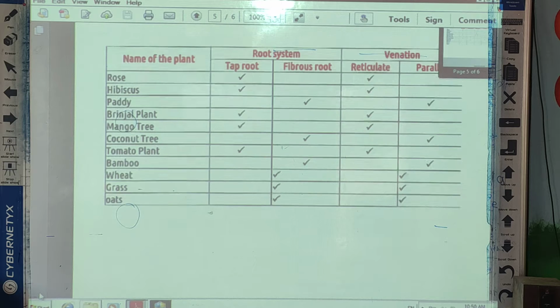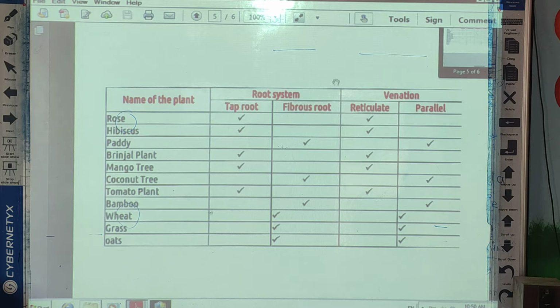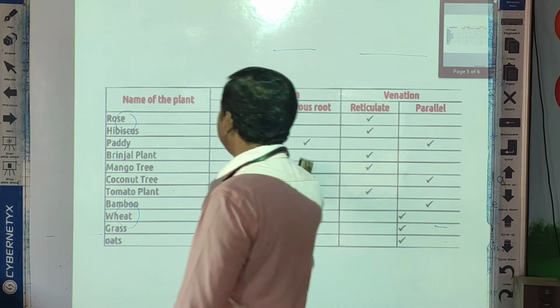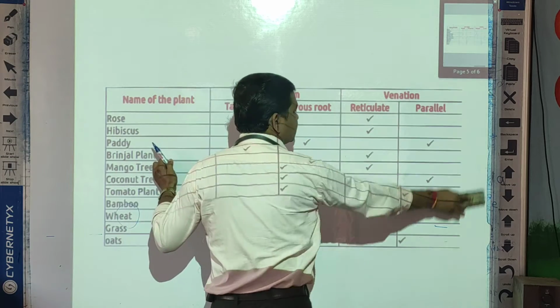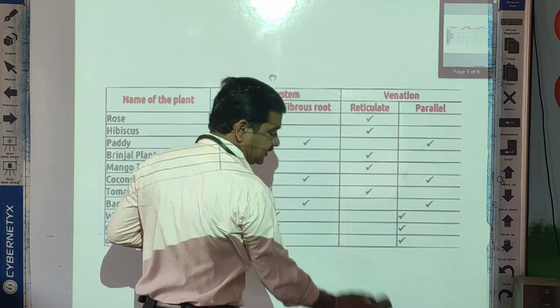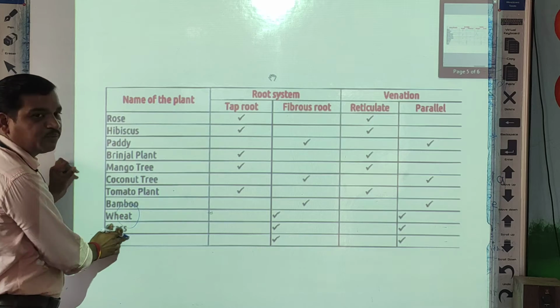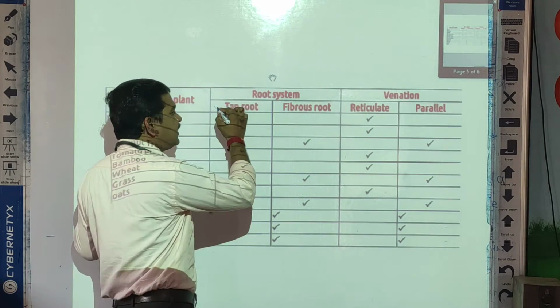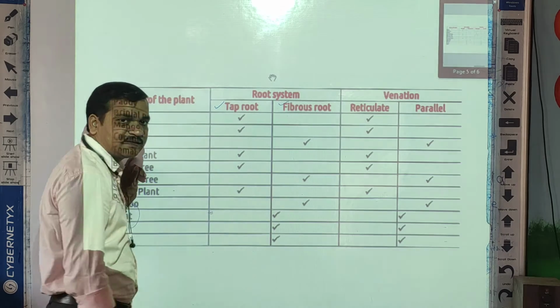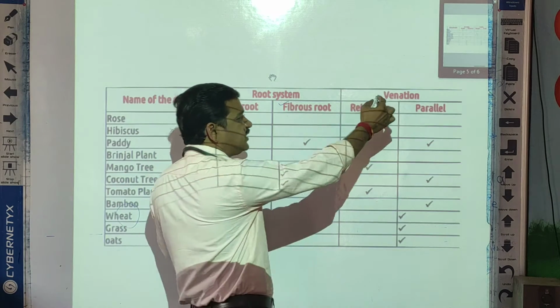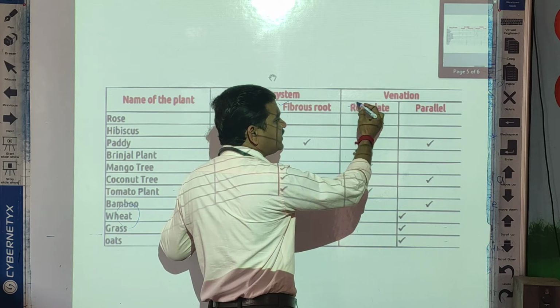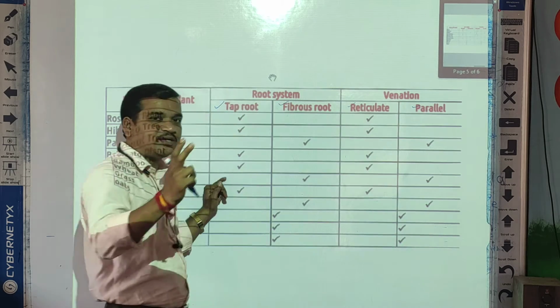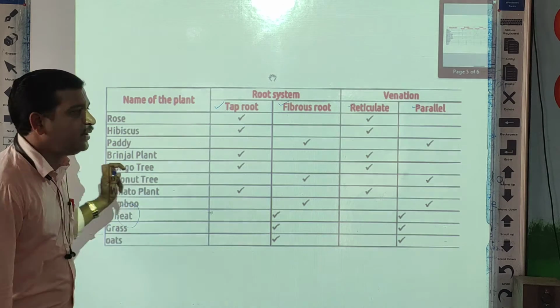So here one table is for you. In this way you can prepare yourself. Okay, students, you can prepare such a table at home. First you write the name of the plant, then root system. There are two kinds of root system, taproot system and fibrous root system. Then for venation, you can again make two columns, one is reticulate and one is parallel. So two kinds of root system, two kinds of venation system.